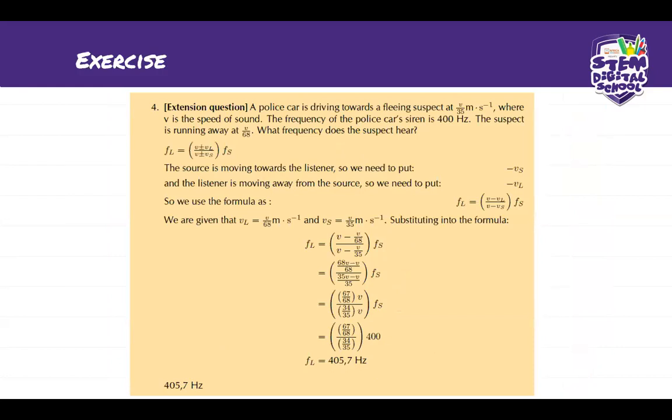So it says here, a police car is driving towards a fleeing suspect at V over 35 meters per second. Okay, so where V is the speed of sound. Frequency of the police car siren is 400 hertz. The suspect is running away at V over 68. Okay, what frequency does the suspect hear?